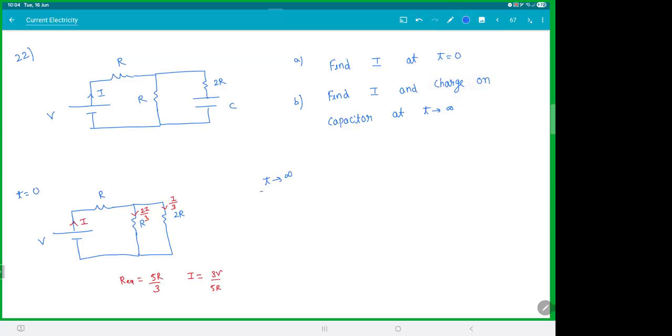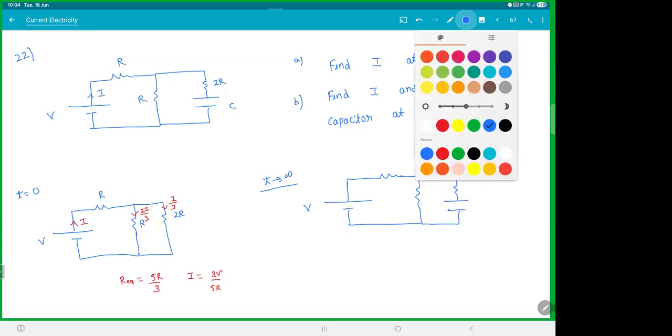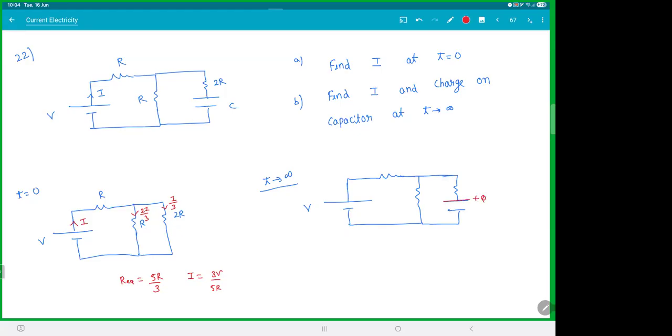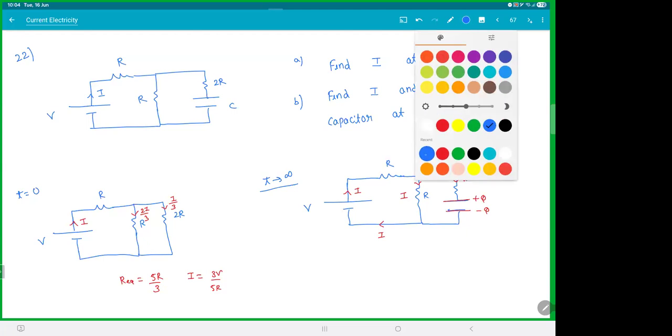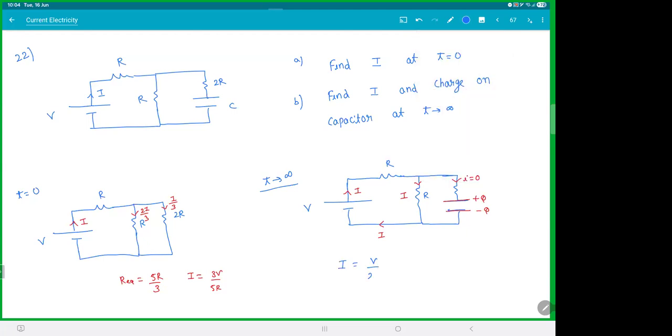At T infinity, your capacitor is full. Now remember, the capacitor is still there. It just doesn't let the current flow through this. So don't literally remove it, because you won't be able to find the charge then. This is a better way of doing it. You still keep it there. So this is V, and we will say this capacitor will have some charge plus Q and minus Q. It is full, and the current in this branch, small i, is 0. So all the current is flowing only through these two resistors, and this is R and this is R. So we can clearly see I is equal to V by 2R, because current only flows through them.